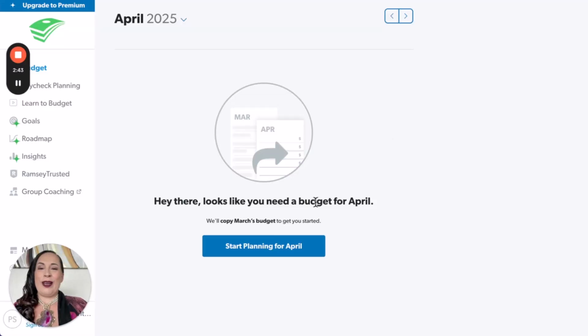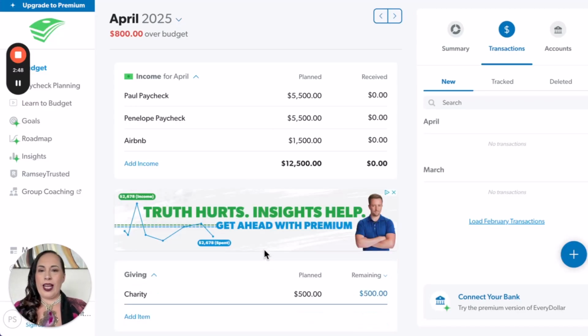So I'm going to click start planning for April, and it'll pull up what I had in here before. Now, I was using this particular account as an example, so it's not actually totally filled in. This is the account that I use for teaching versus the account that we actually use. But when we use it, this is how it looks. So it copied over my numbers from before. It said, okay, we have Paul's paycheck here, estimated at $5,500, Penelope's paycheck, estimated at $5,500, and Airbnb at $1,500.